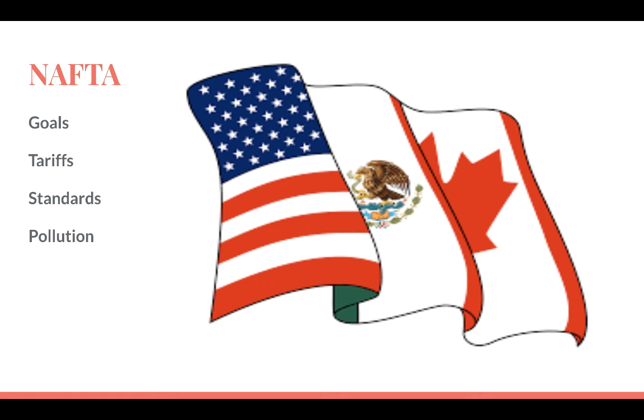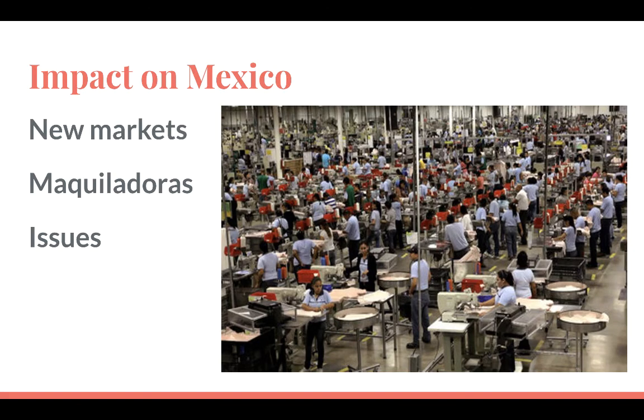But the goal of this was to increase the level of business between these three nations. Tariffs were eliminated from a variety of products. Actually, about 50% of tariffs were immediately gone, and most of the rest of the tariffs were set up to go away over time. Also, it put into place standards for health and industrial work, and also put in pollution mandates as well. And particularly for Mexico, this was huge.